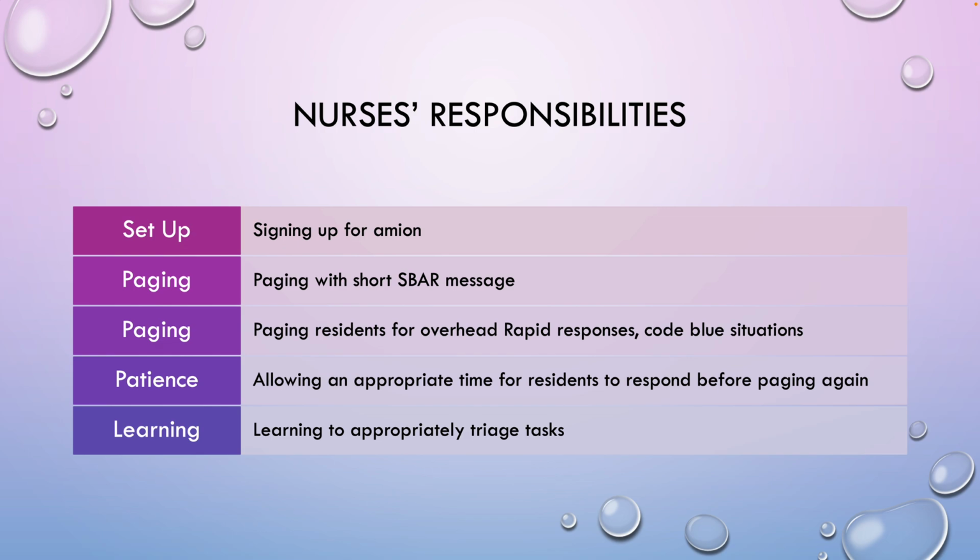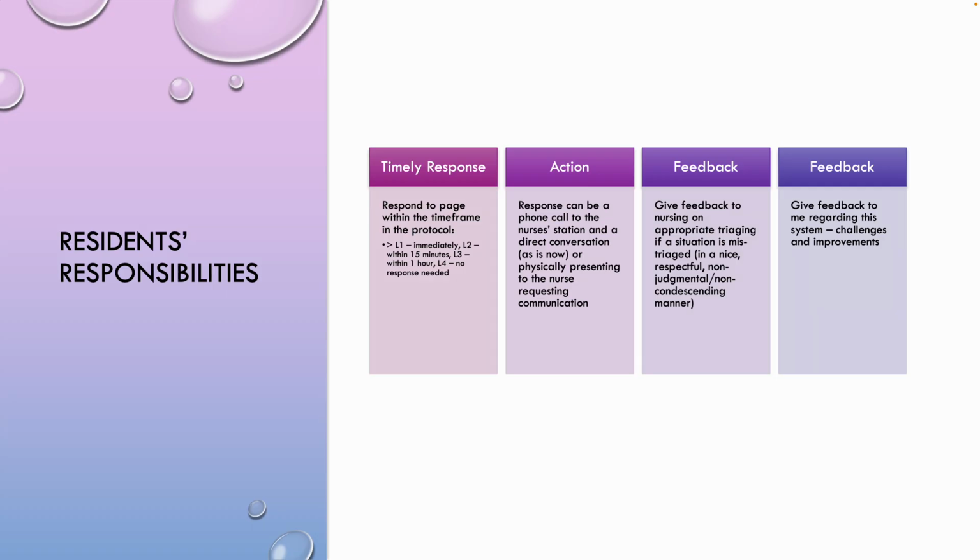So we talked about the nurses buying into this system. They need to take the extra time to make an SBAR message. They need to sign up for Amion. They have to do a few different steps. This is all working through Amion. So they're doing that right now. What's the buy-in for us? Really, it's to respond in the protocol time labeled with the level of urgency in a good manner. That's going to be our biggest buy-in to this system.